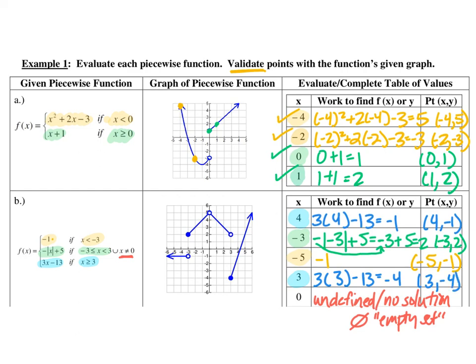And we can go ahead and validate these points using the function's graph. So 4, negative 1, over 4 down 1, that one works. Negative 3, 2, that one works. Negative 5, negative 1, that one works. And then 3, negative 4, and that one works. So they all work.